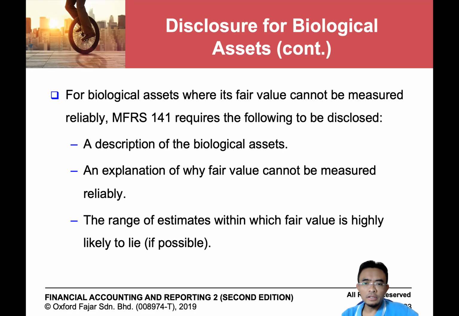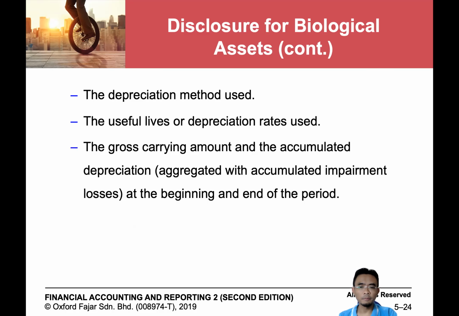And for biological asset where its fair value cannot be measured, MFRS 141 requires the following to be disclosed: the description of the biological assets, the explanation of why fair value cannot be measured. Apa masalah ni? Okay, kenapa tak boleh kita measure? So benda tu semua justification must be disclosed, okay, dalam financial reports. The range of estimates within which fair value is highly likely to lie, if possible lah. If not, then we go for cost less the accumulated depreciation yang dalam diagram tu tadi.